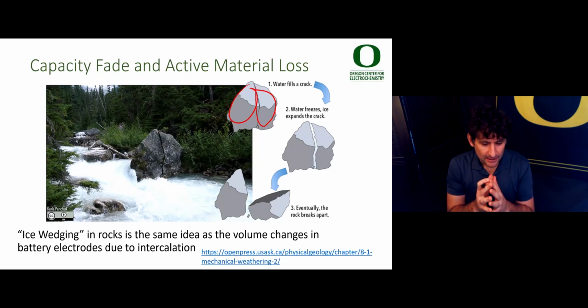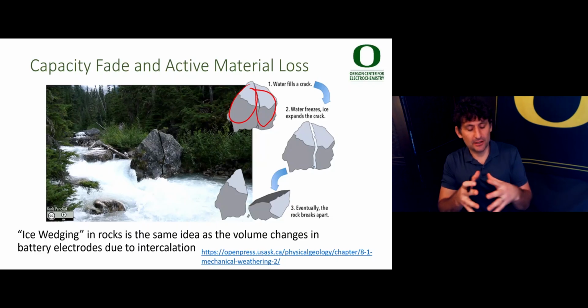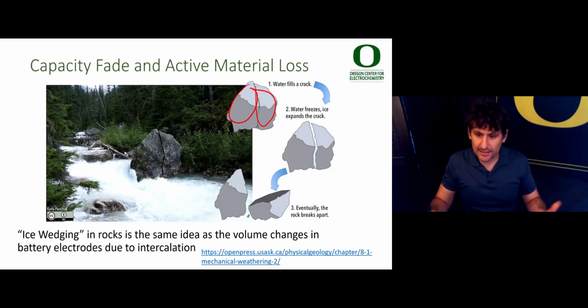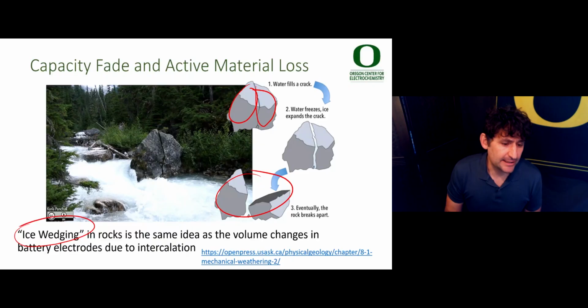It melts, and the ice comes out, and new water fills the crack. And there's a little bit more water now because the crack's bigger, and then it expands again. And it melts and flows out, and this cycle repeats until you can actually break apart very strong bonds due to these expansion contraction cycling. This is called ice wedging in rocks, but it's the same idea that can happen in battery electrodes. And understanding this is very important.